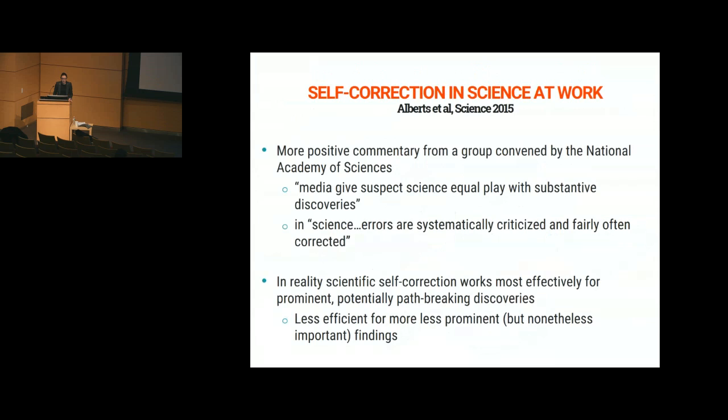So a paper by Alberts et al. in Science gave a more positive commentary from a group of the National Academy of Science and emphasized the fact that the media give suspect science equal play with substantive discoveries, when obviously the two are not on the same playing field. In science, as opposed to other fields, errors are systematically criticized and fairly corrected because we build on other people's findings and hypotheses. In reality, scientific self-correction works most effectively for prominent, potentially path-breaking discoveries. The less prominent findings are usually not going back to be validated, but they're important because other hypotheses are built on them.